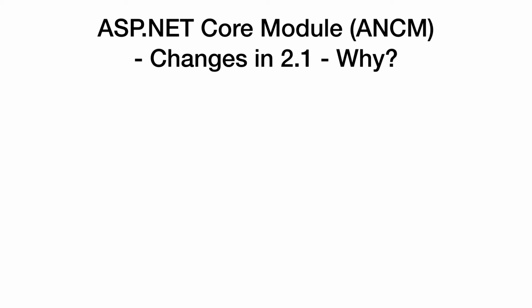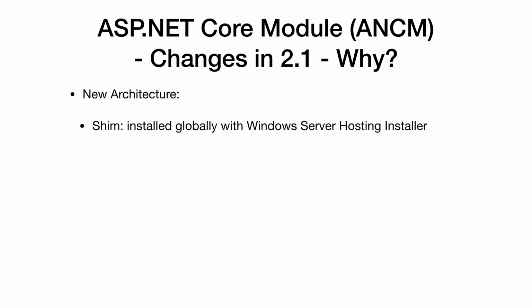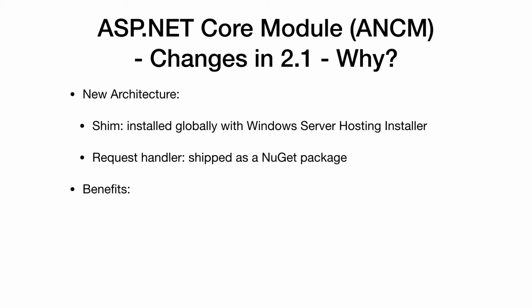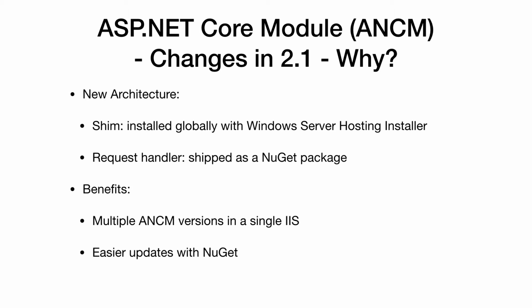One thing about this change is that the architecture of the ANCM changed. It has now two main components. One is a shim that is deployed to the machine globally, and it is still installed with the Windows Server Hosting Installer. The other one is the request handler itself, which can be shipped as a NuGet package with this new architecture. Thanks to this architecture, you can have multiple versions of the ANCM running in a single IIS instance, and Microsoft can also update the hosting more easily, since they only have to update a NuGet package.